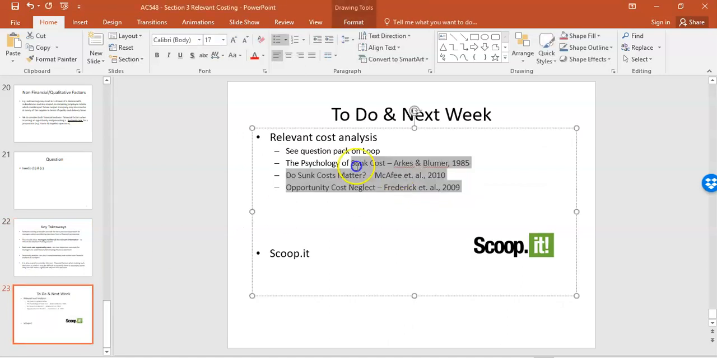I have given you 3 readings. So they're longer academic readings. They're not mandatory, but if you want to read them because you're interested in it, by all means, they're all available on Loop. And I'll have 2 articles on Scoop.it on the Irish Water example and on opportunity costs from Harvard Business Review. So they might be an interesting read if you're interested in those particular aspects.